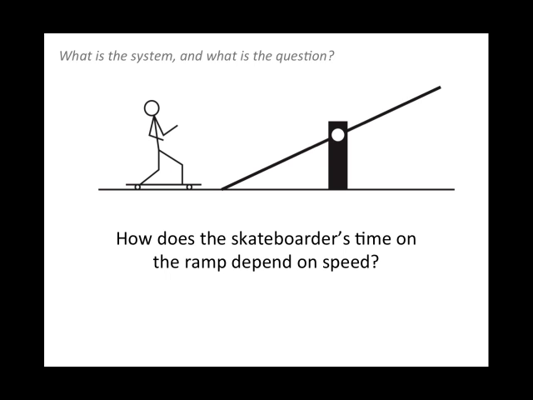The example has to do with a physical system that is this skateboard trick, a pivoting skateboard ramp.